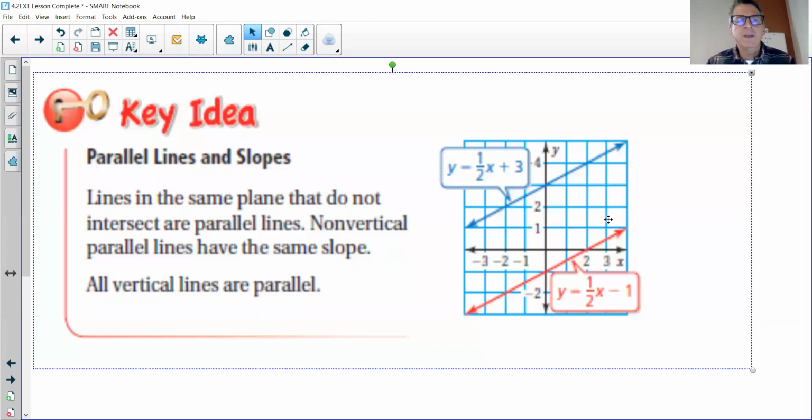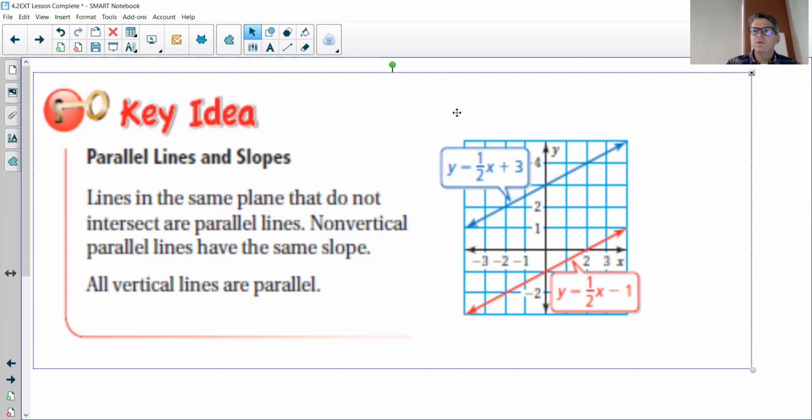Okay, here we go again. Parallel lines and slopes, and perpendicular lines and slopes. This is an extension, a quick little video on this, and hopefully it's helpful for you. I got the completed notes also on Teams. Okay, so the first thing is with parallel lines. Parallel lines have the same slope.